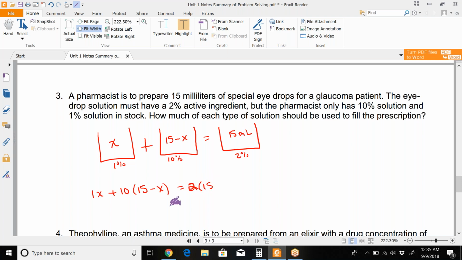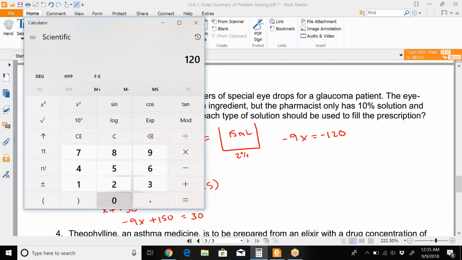So that's a 2. So then we multiply this all out. So this is x plus 150 minus 10x equals 30. That's a negative 9x plus 150 equals 30. We would subtract over the 150, so negative 9x equals negative 120. And they're both negative, so when I divide, it's going to be positive.